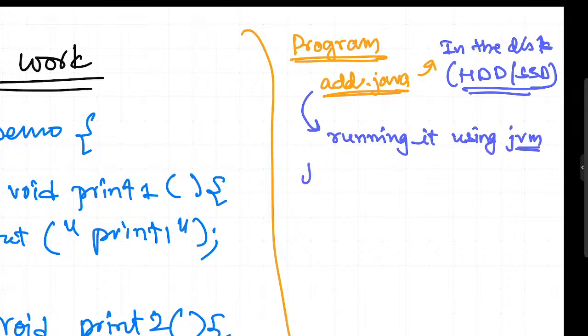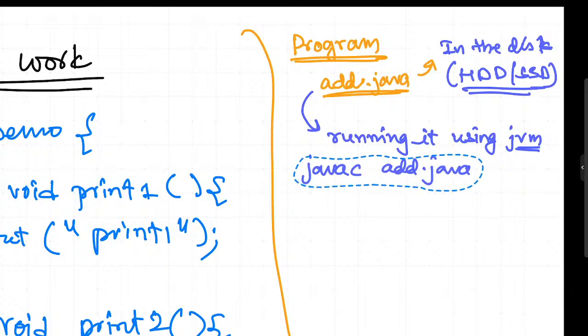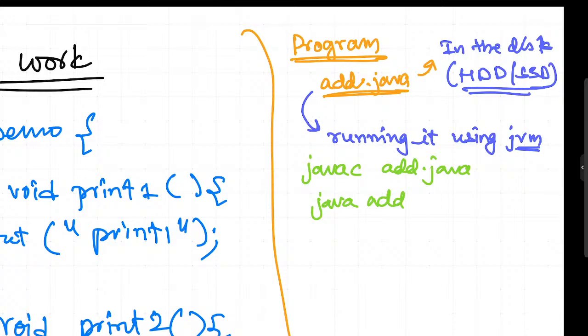So how do you run this? You will just do javac add.java. Once you do javac add.java, you will get a compilation file. Then you do java add. If you do java add, this is where you are running the program.